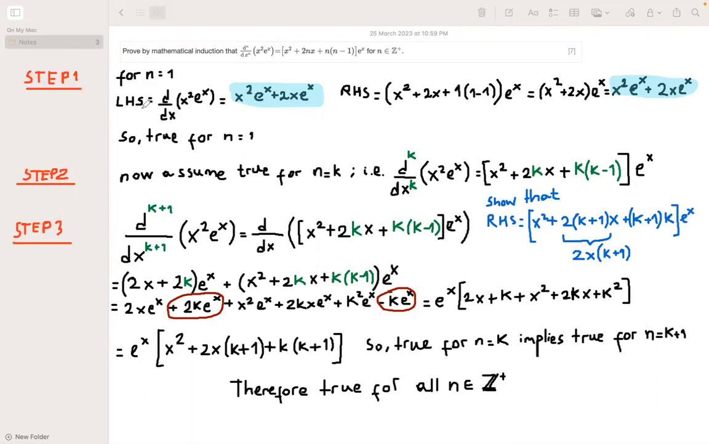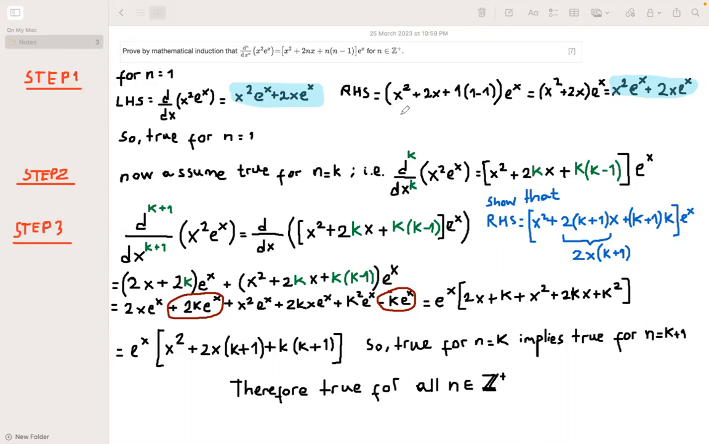I'm going to check if the left-hand side is equal to the right-hand side, and then the first step will be done. On the left side, I have the derivative of x squared e^x, so I'm going to use the product rule. What was the product rule? I take the derivative of the first term and multiply by the second, and then take the derivative of the second term and multiply by the first. The derivative of e^x is e^x, plus the derivative of x squared, which is 2x, times e^x. So this is my left-hand side.